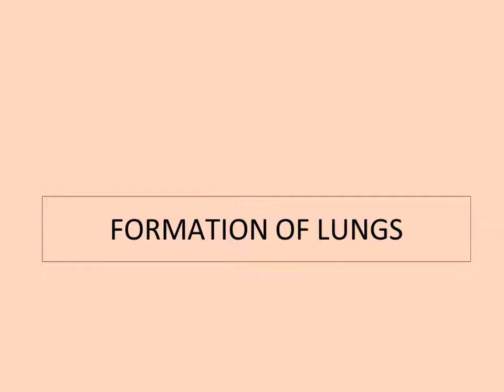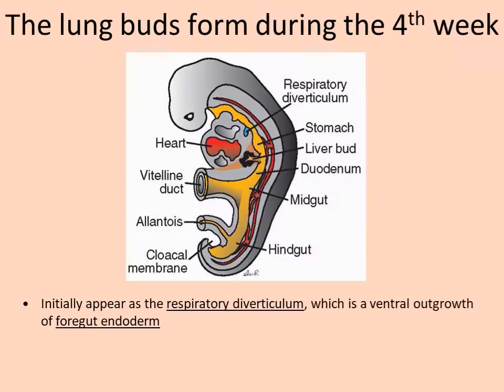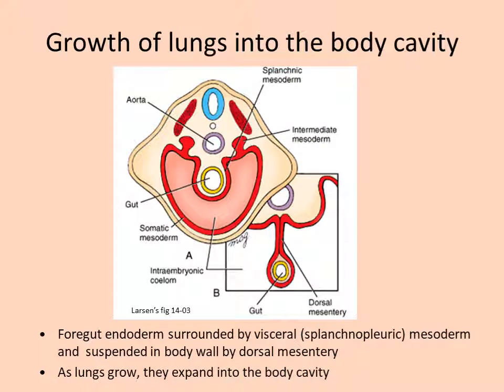Then we come to the formation of lungs. We have seen that the laryngotracheal tube was ending into two lung buds, so it was bifid. The lung buds start developing during the 4th week of intrauterine life. In this picture, this pink colored structure is the intraembryonic coelom, from where all the body cavities are derived.